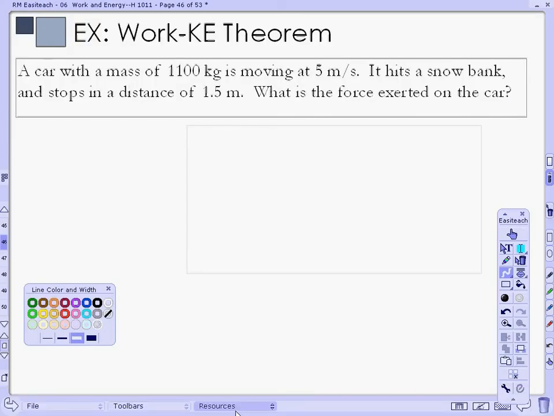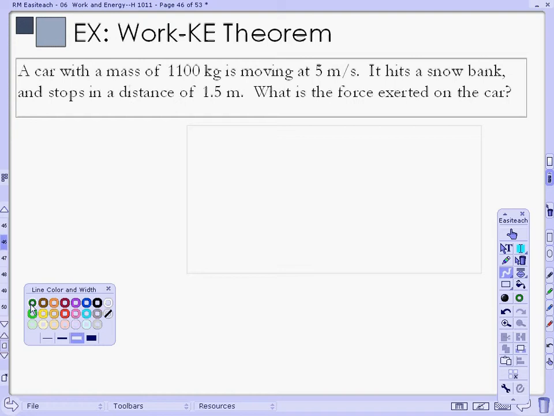So you can pause the recording and write that down and think about the problem, but I'm going to launch right in. It's always a good idea to draw a force diagram because whenever there's work involved, you want to know what the forces are. So I'm going to draw the forces in this situation.